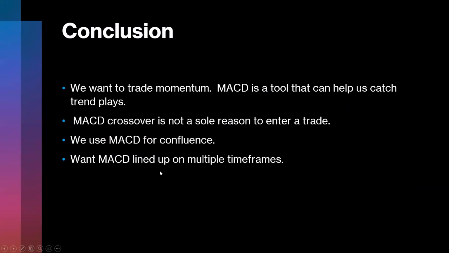So, conclusion, we want to trade momentum, okay? We want to trade explosive movements. That's how you catch the options chain off guard. Okay, we want to avoid chop. MACD is a tool that can help us catch trend plays. It can provide confluence and bias for us to take those plays. MACD crossover is not a sole reason to enter a trade. Okay, we use it as confluence. Just like anything else, you want as many items as possible to enter a trade.